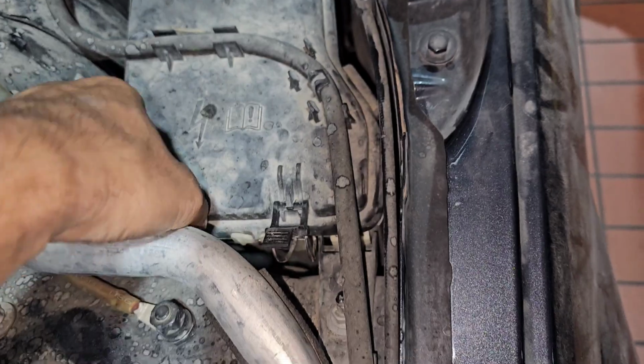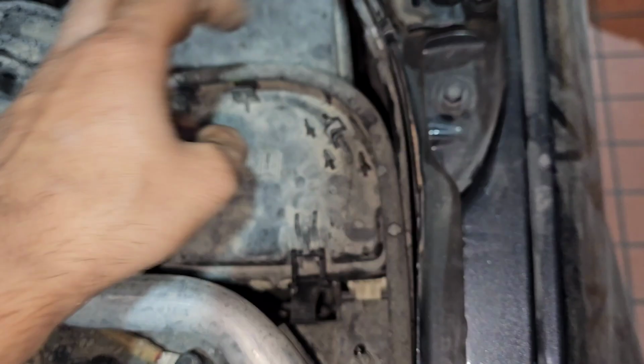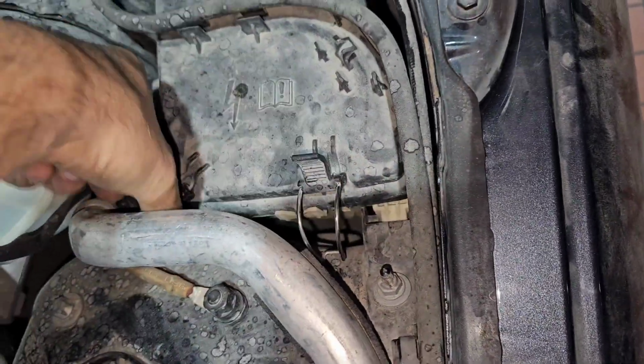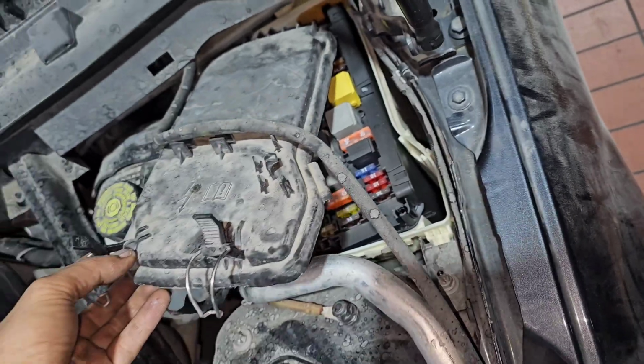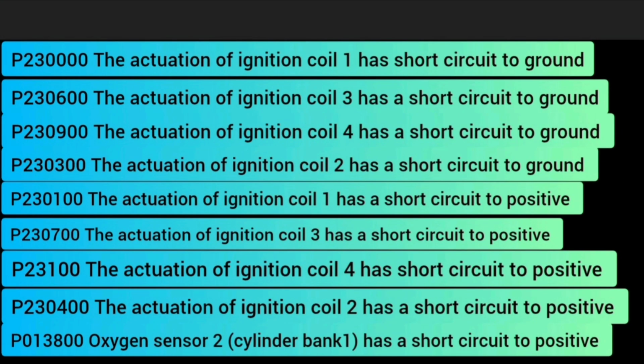You can see another. I also checked the fuse and control and these wirings under the fuse box, so it was fixed, and this is the fault. All you can see here is a short circuit to ground, all ignition coils short circuit to ground, short circuit to positive. So if you find the same problem, this is related to the engine control unit being faulty.